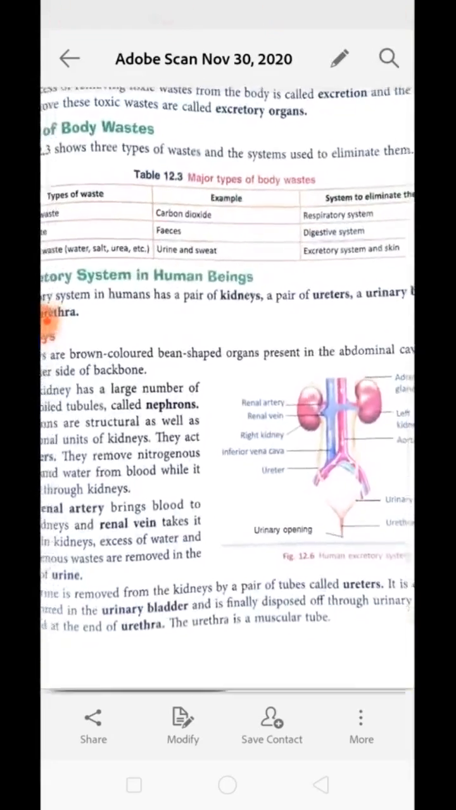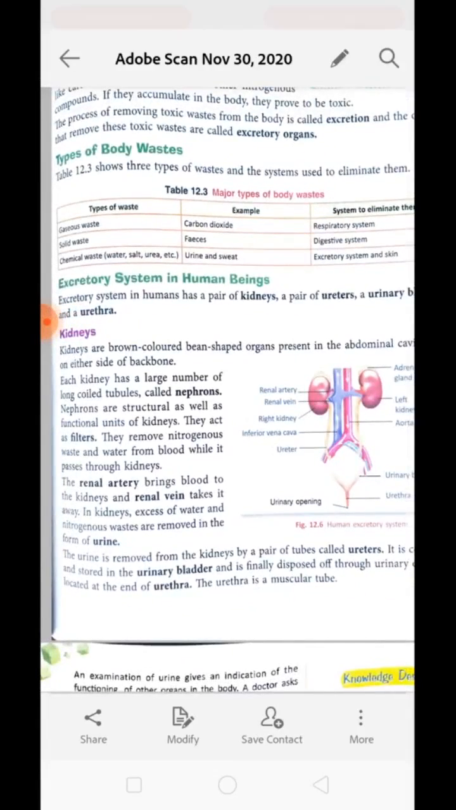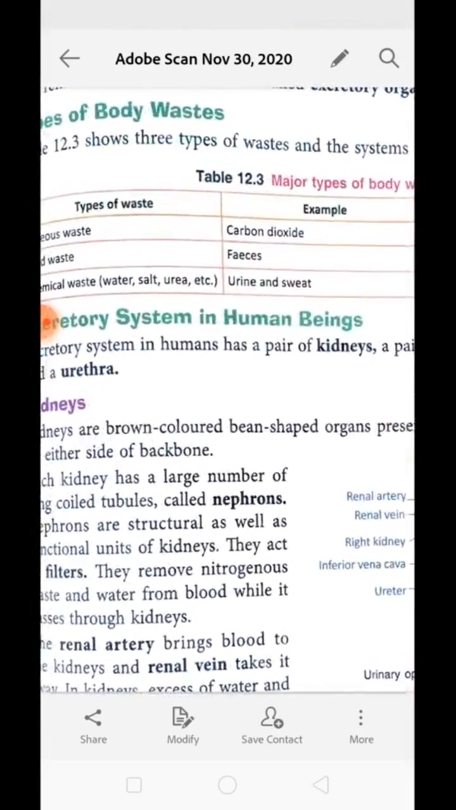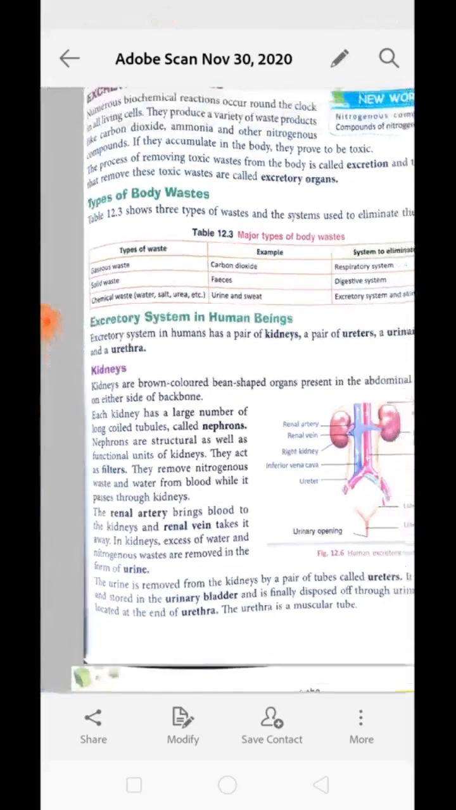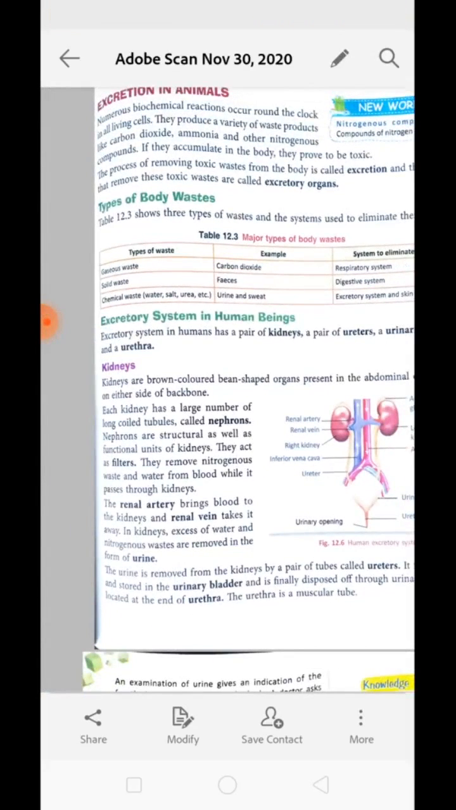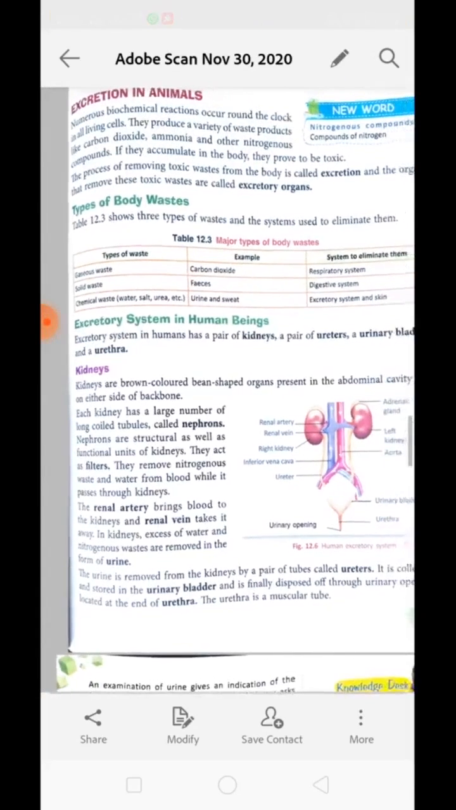Now just see over here in the table, types of body waste. The first type of body waste is gaseous, for example carbon dioxide, which is produced through cellular respiration and removed through the respiratory system. Now solid waste, feces, which is a result of food that is not digested in our body, and we need to excrete it out through the digestive system. Now chemical waste like water, salt, urea, etc., is removed from the body through the excretory system in the form of urine and sweat.